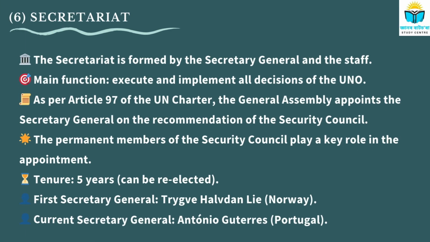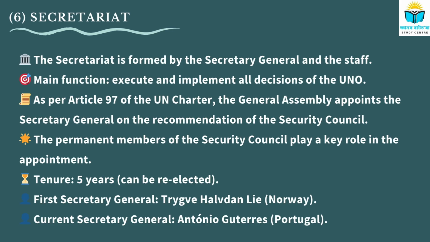Now, let's talk about the sixth and final organ of the United Nations, the Secretariat. The Secretariat is like the administrative backbone of the UNO. It's made up of the Secretary General and a large team of staff from across the world. Its main function is to execute and implement all the decisions taken by other UN organs. Basically, it puts the plans into action.